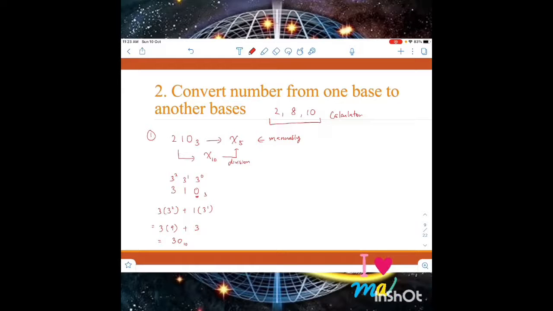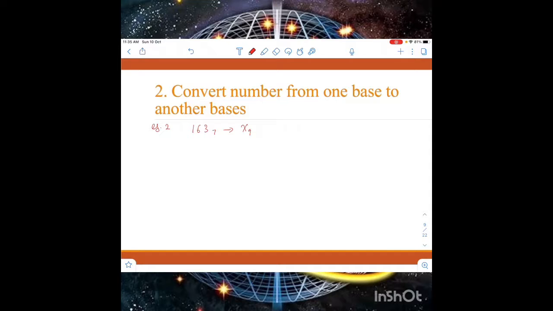To convert 21 in base 10 to a number in base 5, we will divide. Like this, we put the number here, and because we want the number in base 5, we divide it by 5. 21 divided by 5 is 4, and the remainder is 1. Then 4 cannot be divided by 5 again, so the remainder is 4. We write the answer bottom up. Bottom up means 41. This means that 210 base 3, when converted into a base 5 number, is 41 base 5.